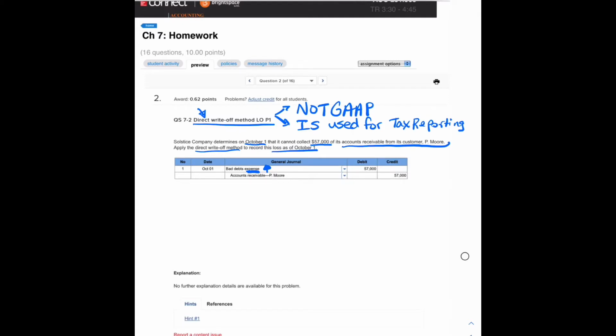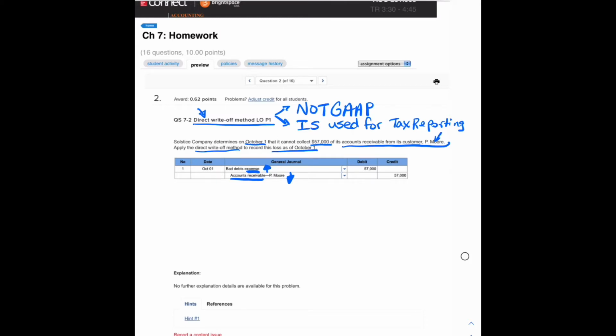So we want to make sure we see this whole picture coming through. Now the next thing we've got to do is not just record this expense, but also show that we no longer expect to collect this money from this customer. So what we have to do is take down our accounts receivable from the customer in question, and here is P. Moore. So what we see is that we now show an increased expense on the income statement and a decreased asset on the balance sheet.